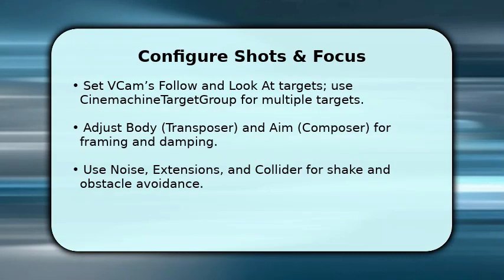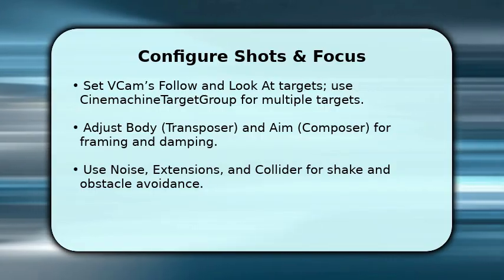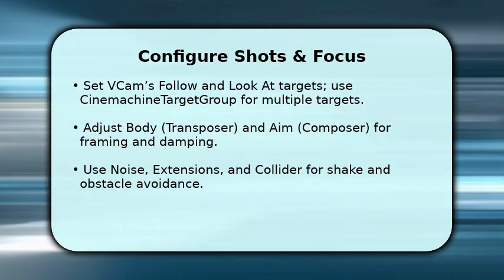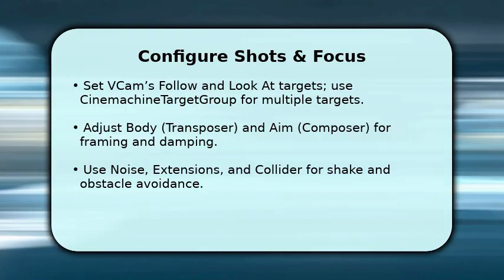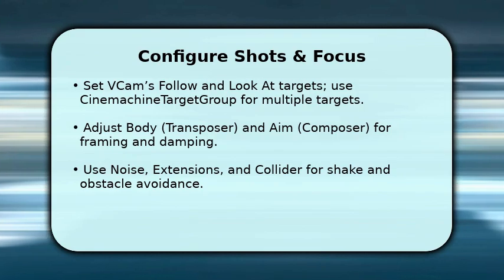Now configure each virtual camera for the shot you want. Assign follow and look at. For multiple actors, use a Cinemachine target group to blend distances. Tweak body settings like transposer for offset and damping so motion feels smooth, and set aim, composer, for framing rules and soft zones. Add noise for camera shake, enable the collider extension to avoid clipping through geometry, and use extensions to add procedural behavior. These middle steps are where cinematography choices translate into motion and polish.